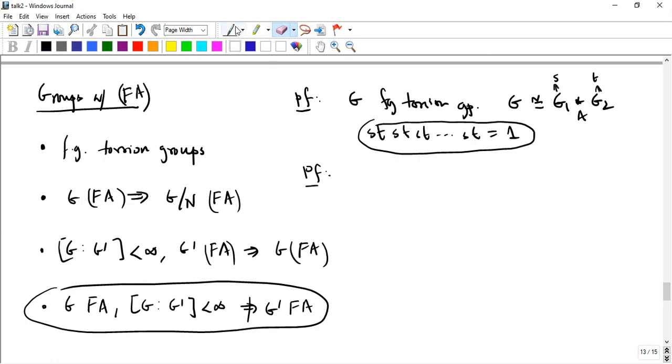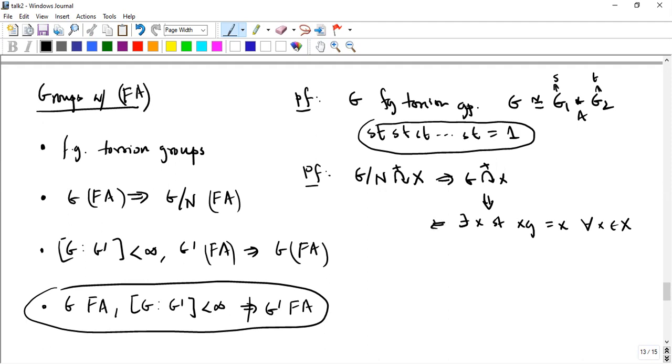One second, so let me write it precisely. But you are right. So G mod n acts on X implies G acts on X. And so that means there exists a fixed point. So that means there exists x such that xg equals x, so I'm acting on the right, for all x in X. But that means xgn equals x for all g, sorry, for all g in G.